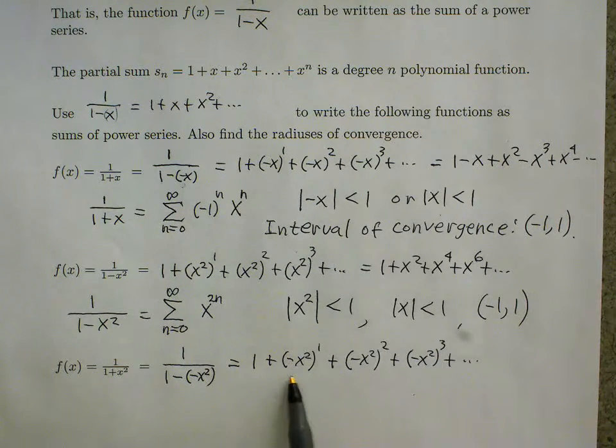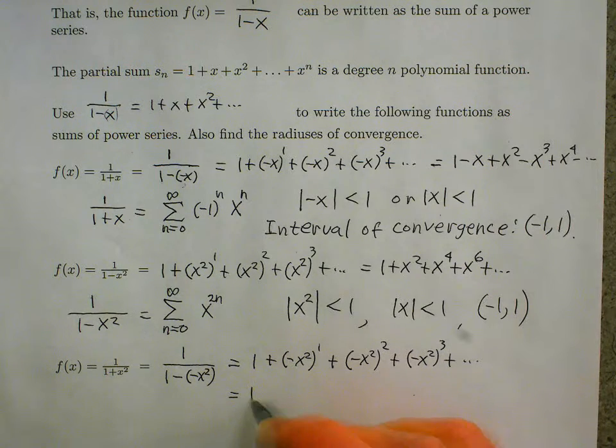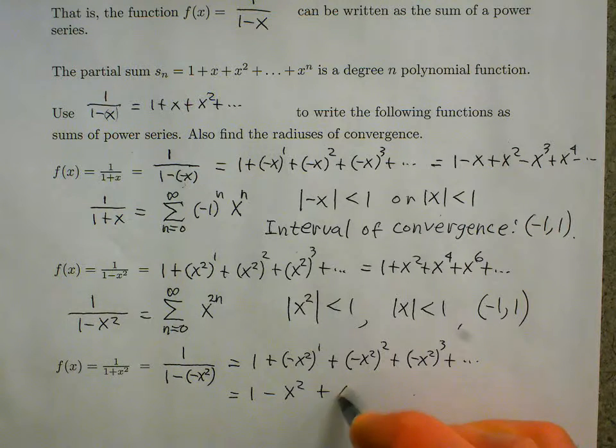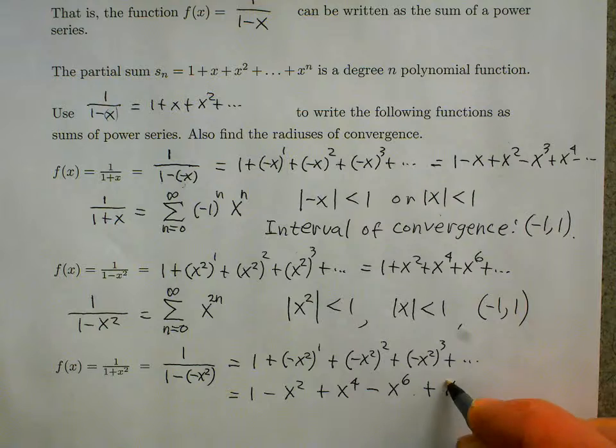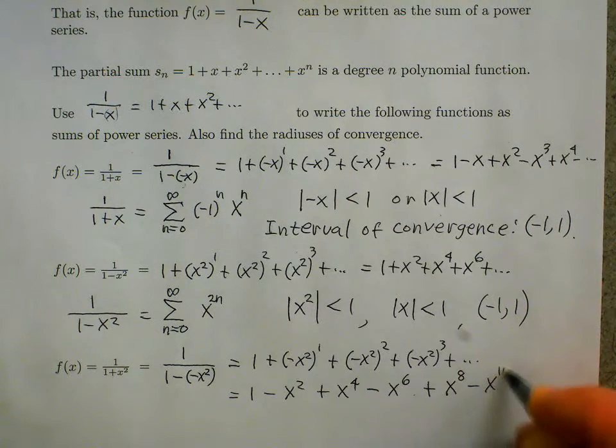So we evaluate each of those. We get 1 minus x squared, and this will be plus x to the fourth. The next one will be minus x to the sixth. The one after that is going to be plus x to the eighth, then minus x to the 10th, and so on.